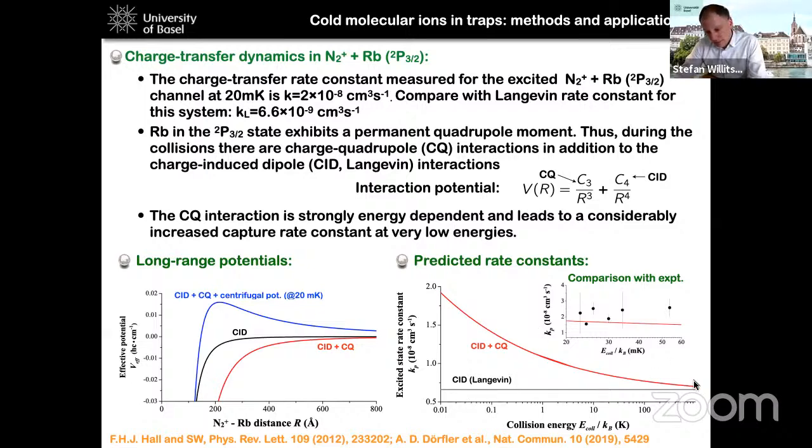And one can see that in the Langevin case, only the C4 term, we have a rate constant that is constant with the collision energy, but including the C3 term, we now have a rate constant that strongly depends on the collision energy. And at room temperature, say, or collision energies that correspond to room temperature, there is little difference between them, but at 20 millikelvin or so, where we were in this experiment, there is really this factor of 4 difference. And this is a comparison with the experiment, and you can see that it agrees very well. So at these low collision energies, this C3 coefficient really becomes important.